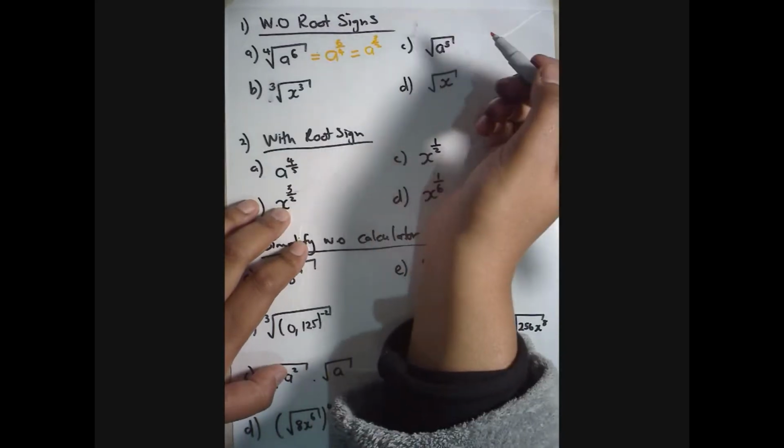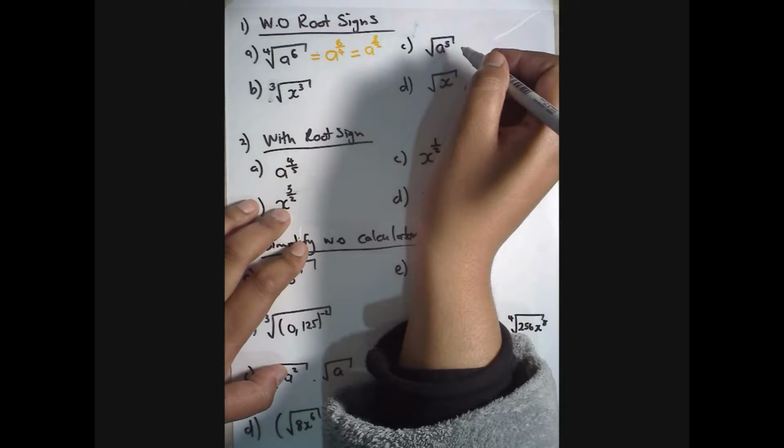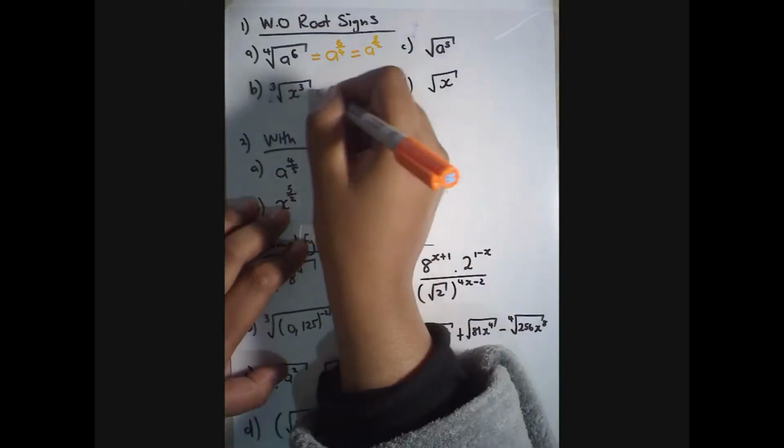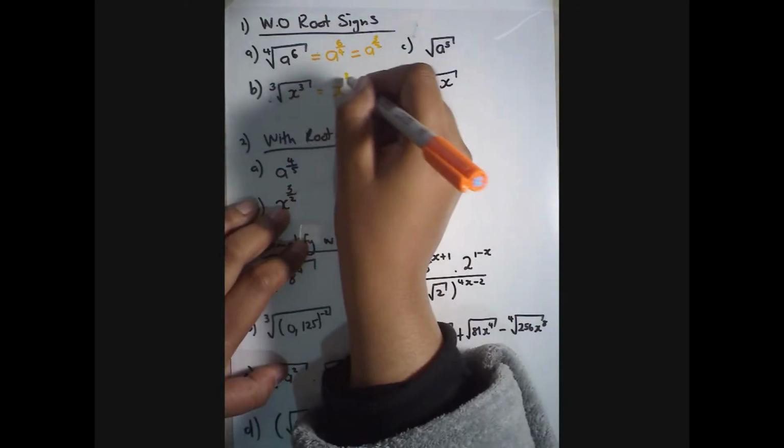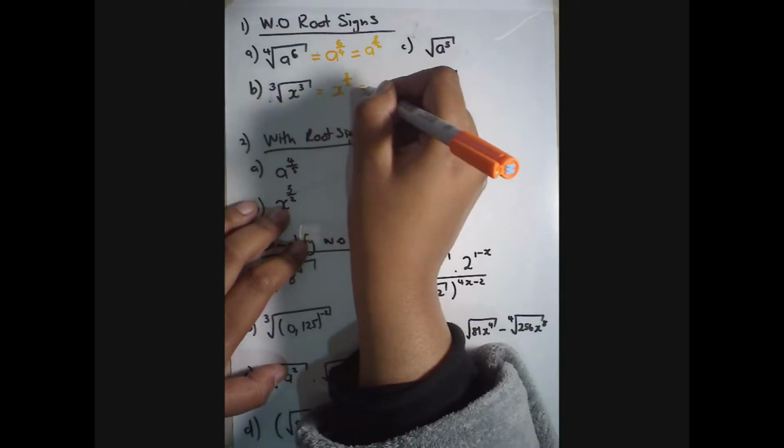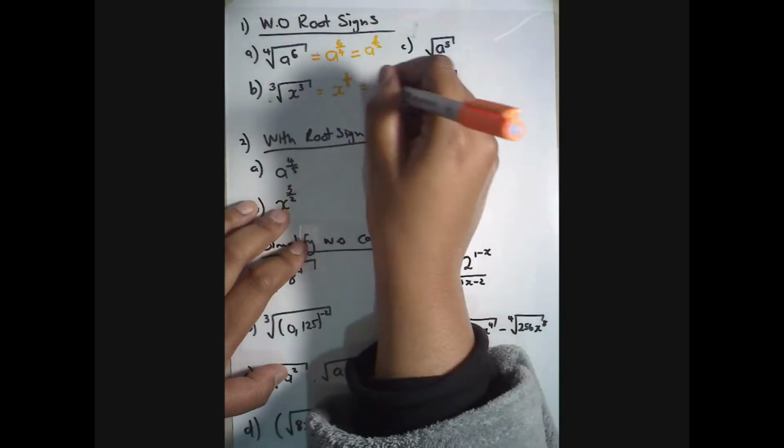Right. Then this one here, we're going to do b now. So same thing, x to the power of 3 over 3. 3 divided by 3 is 1, so x to the power of 1.